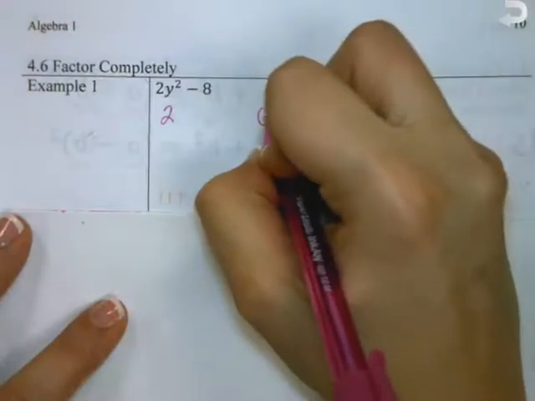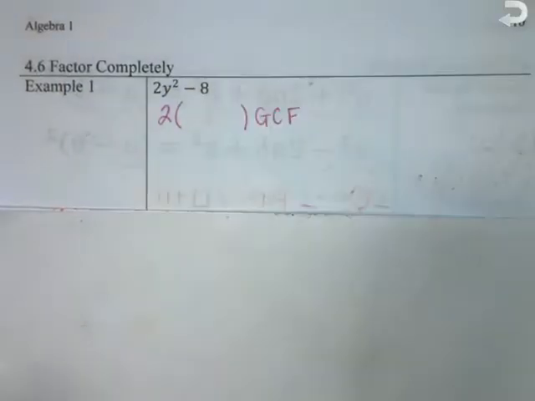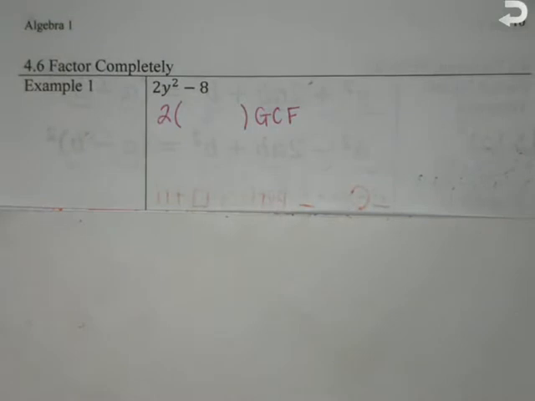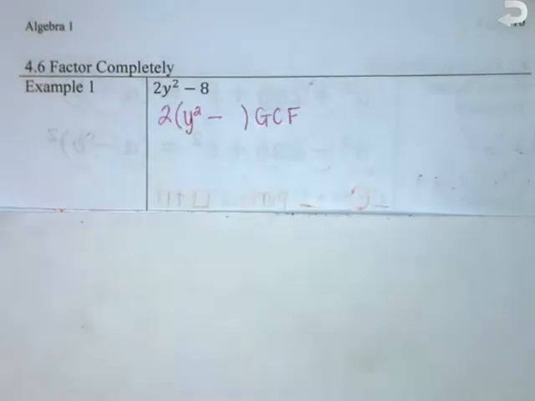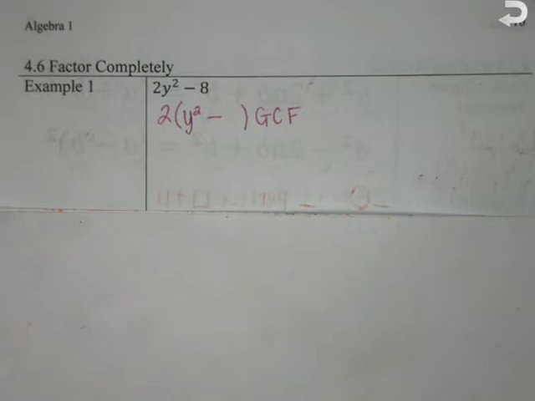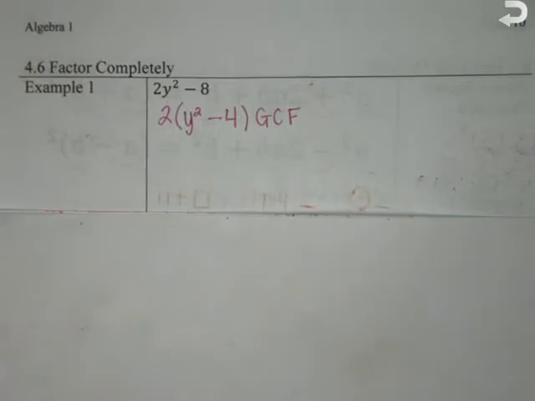Okay, look at number 1. Do you guys see a GCF? Yes. What is it? 2. So factor out a 2, and then write GCF next to it so that you know which method you used. If I factored out a 2, what's left inside the parentheses? y squared minus 8 divided by 2 gives me 4. Okay, normally, previously to this, we would have stopped here.